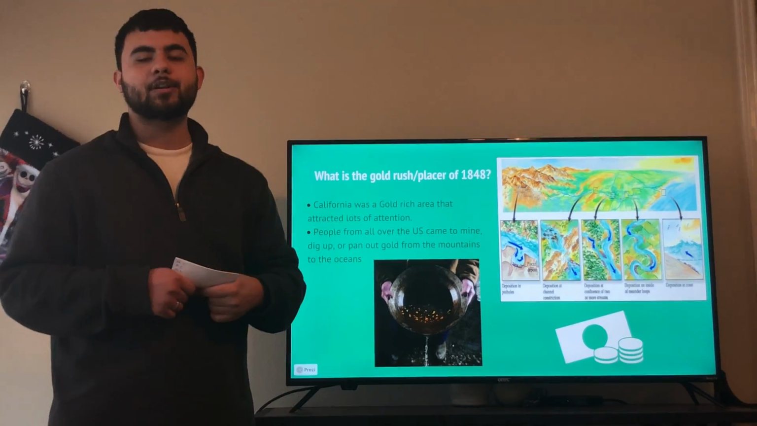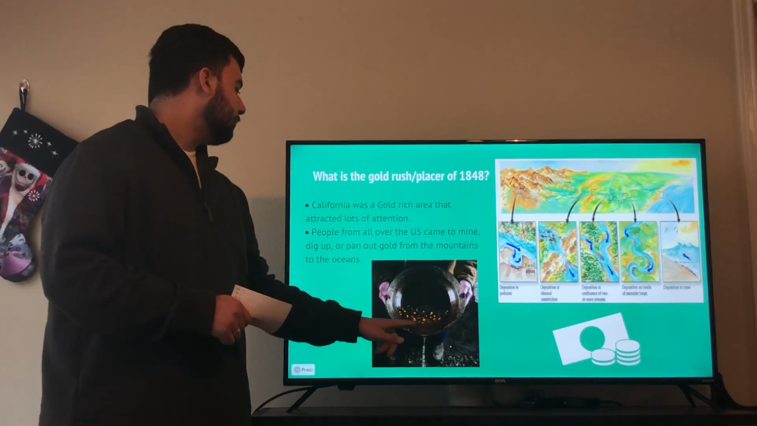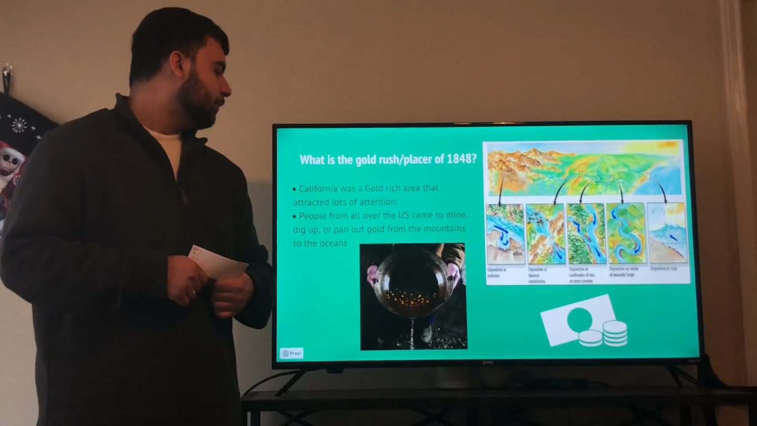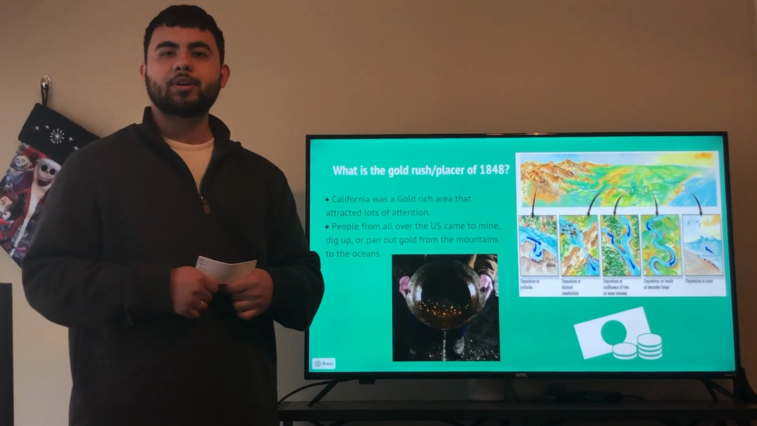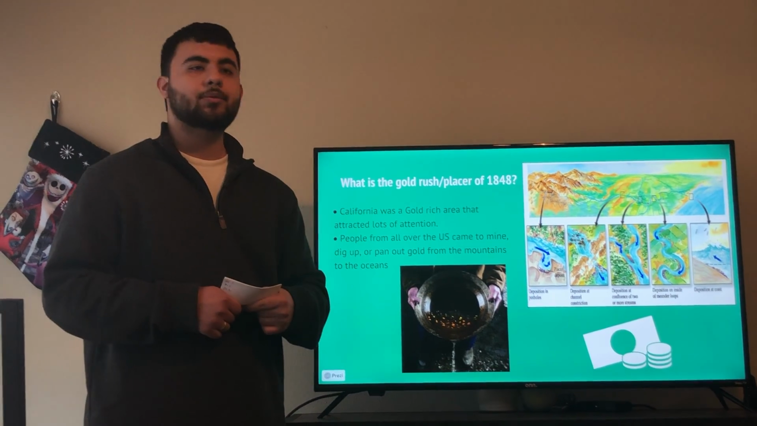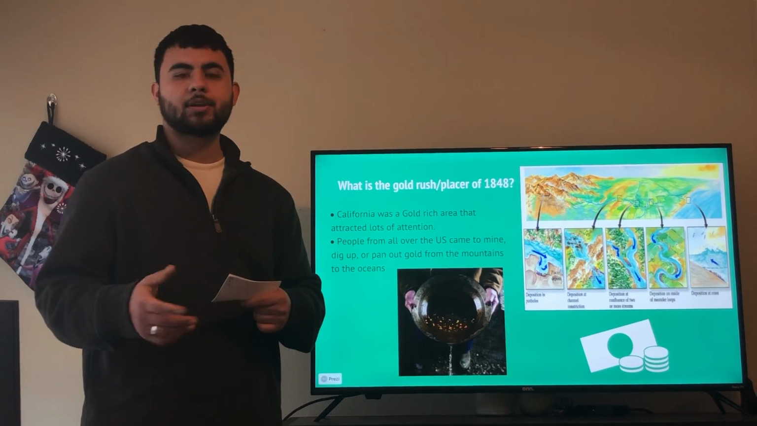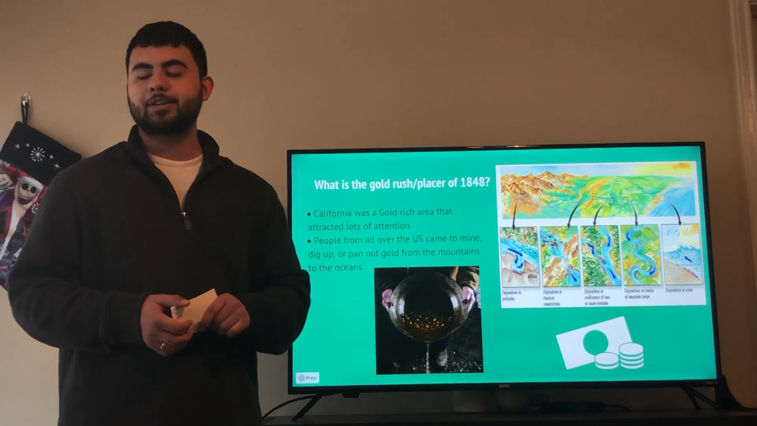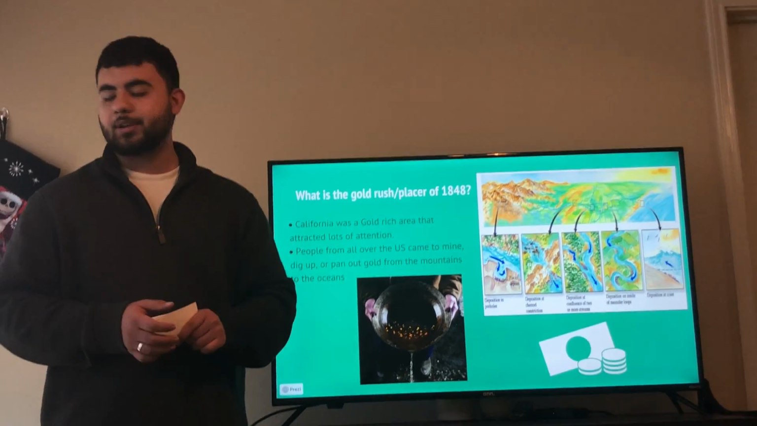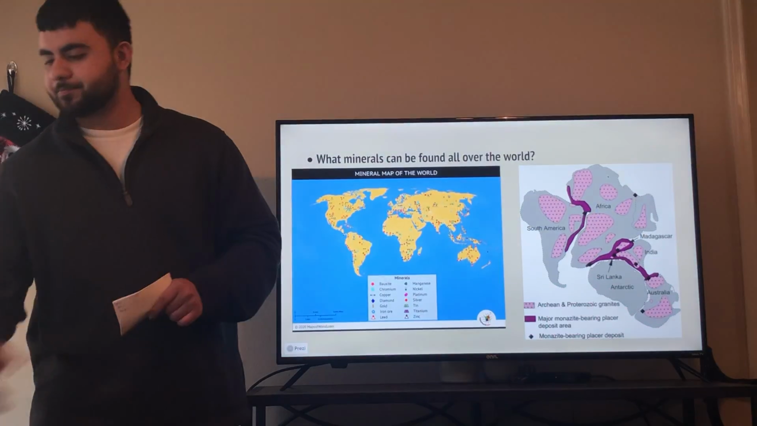Now, how would they dig up these minerals? As you can see here, you can either pan it out, which is what you see this guy doing, or you can dig it up and run it through some water, and that's how you'd find gold. And like I said, they flooded California in 1848 to find this gold, this popular mineral.